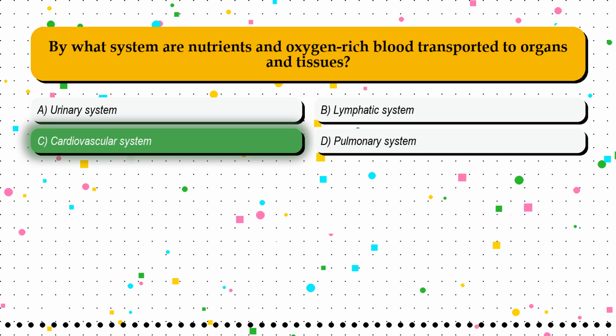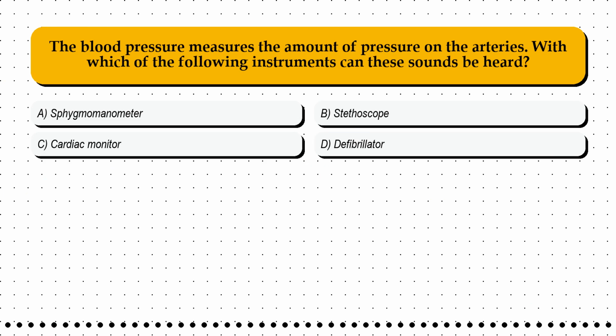The correct answer is option C, cardiovascular system. Question 106. The blood pressure measures the amount of pressure on the arteries. With which of the following instruments can these sounds be heard? Option A, sphygmomanometer. Option B, stethoscope. Option C, cardiac monitor. Option D, defibrillator.